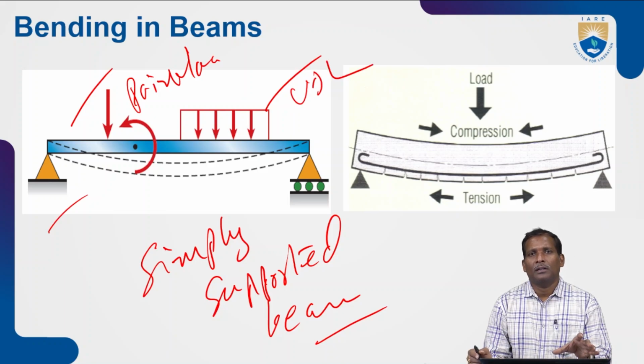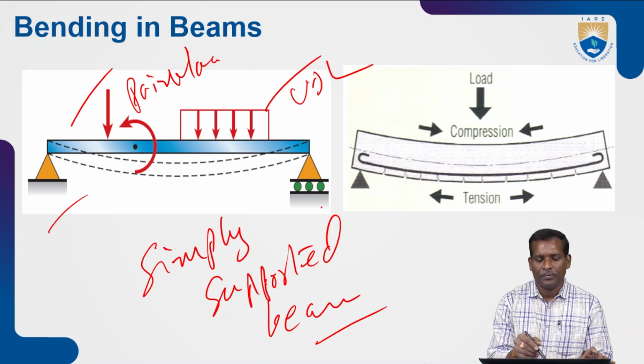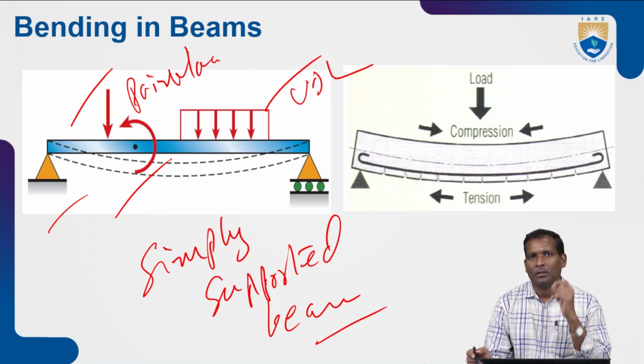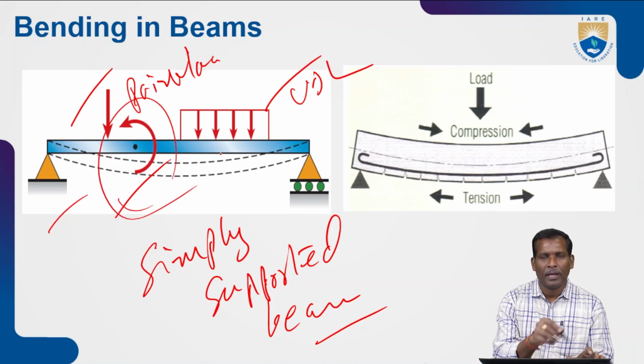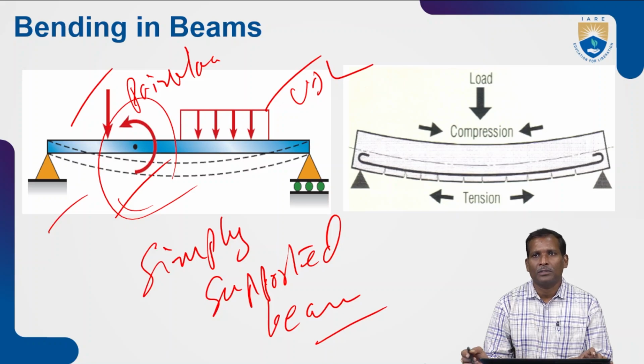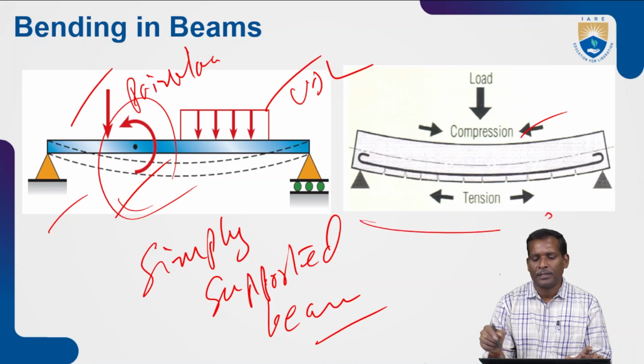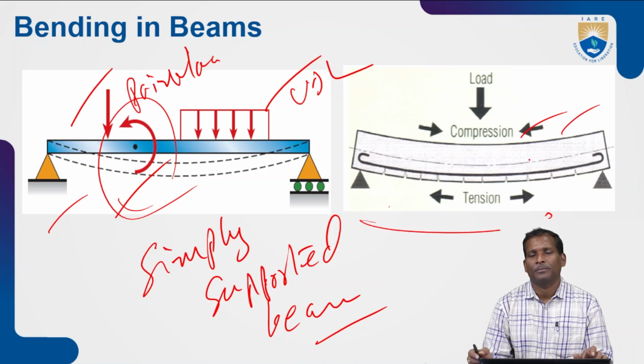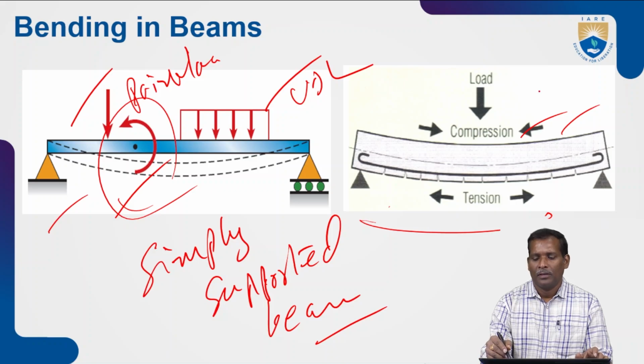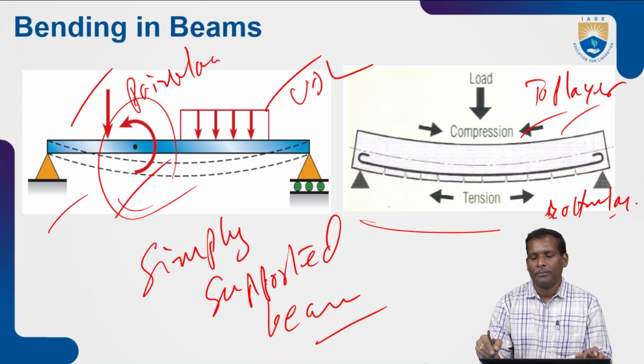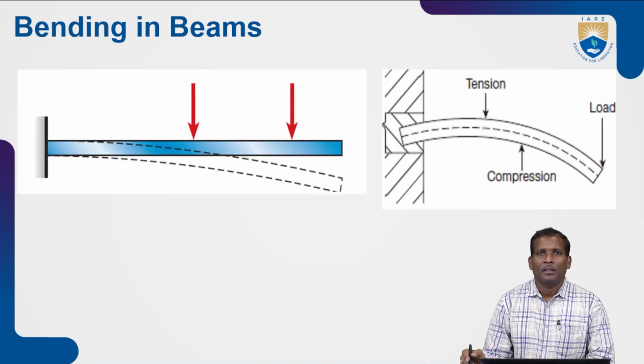So after bending, the beam is formed like this shape. Due to this point load, the moment is anti-clockwise, and then the UDL is also acting. So the top is in compression, and this will be in tension. The bottom one is elongated and the top portion is compressed. Top layer and bottom layer.